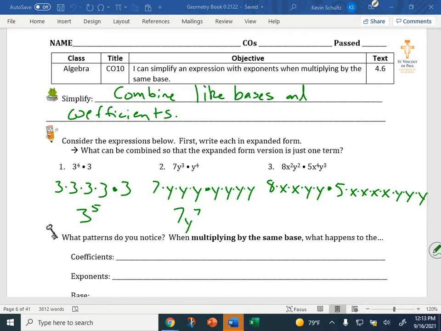Now, the reason why simplifying with exponent expressions is combining like bases and coefficients is, remember, the only operation here in expanded form is multiplying, right? And what do we know about multiplying stuff? You can do it in any order, okay? So to simplify this and combine the coefficients, 8 times 5, 40.